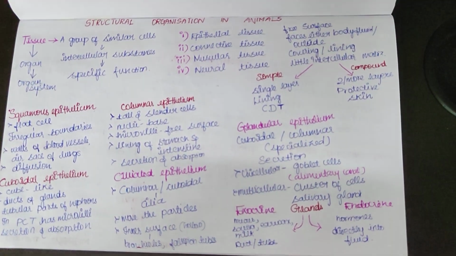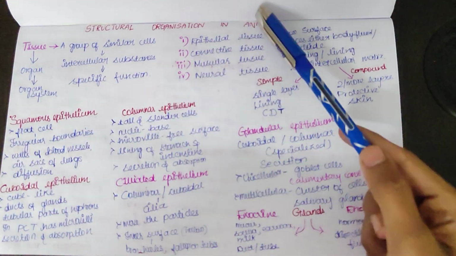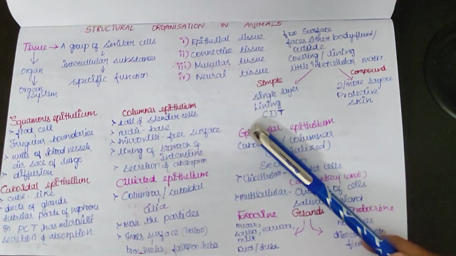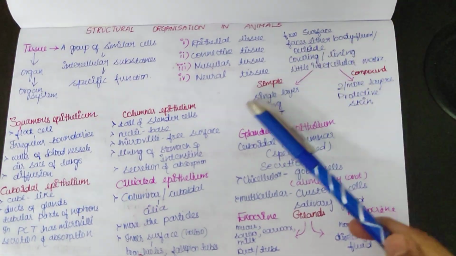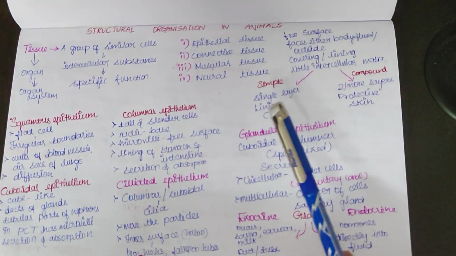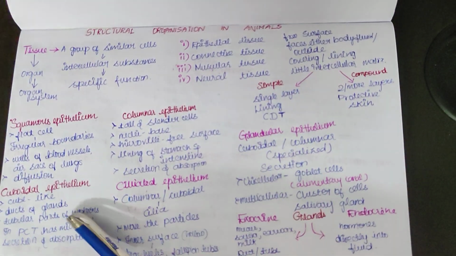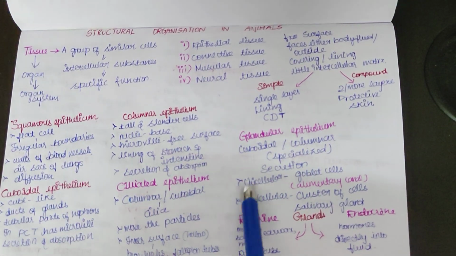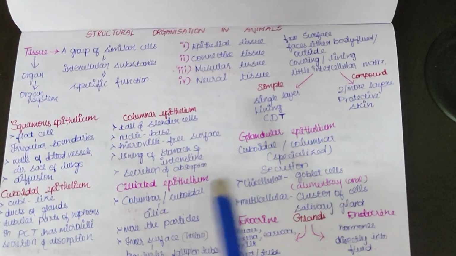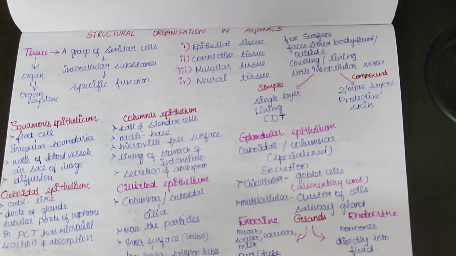So here we started with the introduction, what a tissue is, and we talked about the four types of tissue and the characteristics of epithelial tissue, and how it is classified: simple and compound. Further, we discussed simple epithelium, which is divided into three types. Apart from that, we talked about two special types of epithelium, ciliated and glandular. In the next video, we will continue with the compound epithelium.